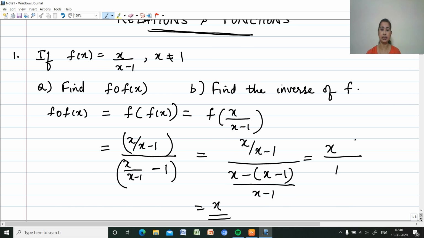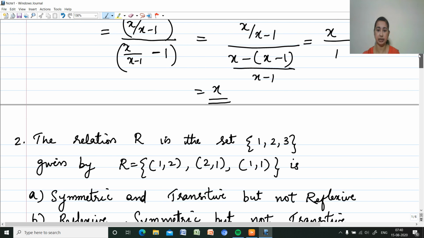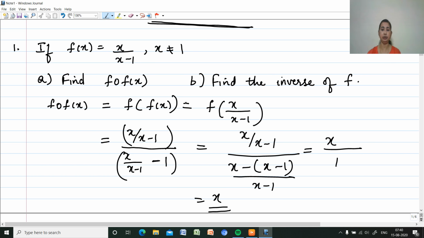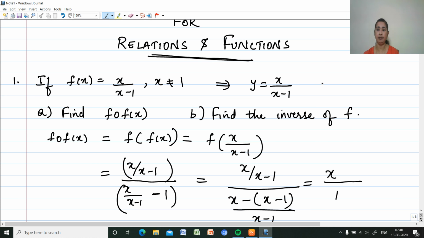Now the question there is, find the inverse of f. How to find the inverse? So in order to find out the inverse, here it is given that y is equal to x by x minus 1. So y is equal to x by x minus 1. We can cross multiply this. Cross multiplying, we are getting y into x minus 1 is equal to x.